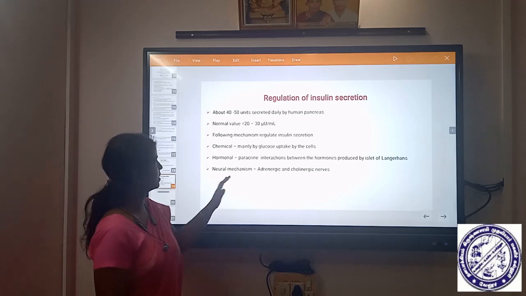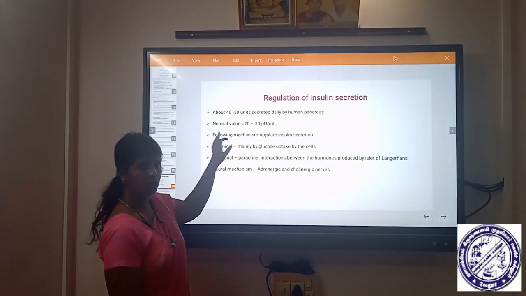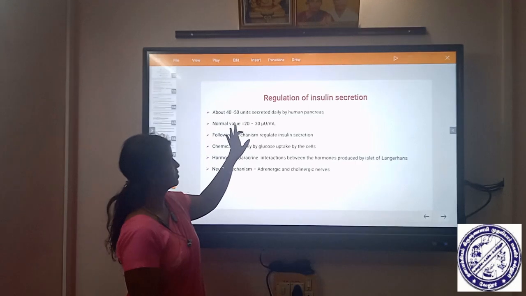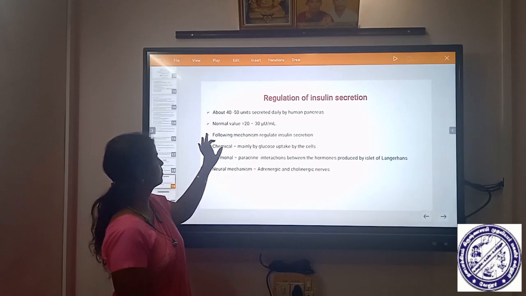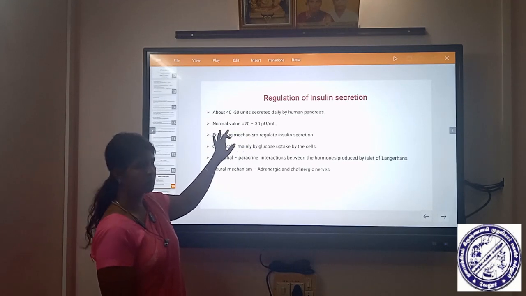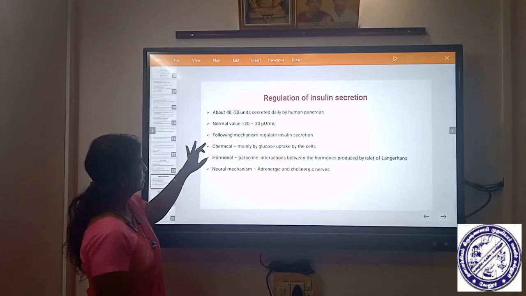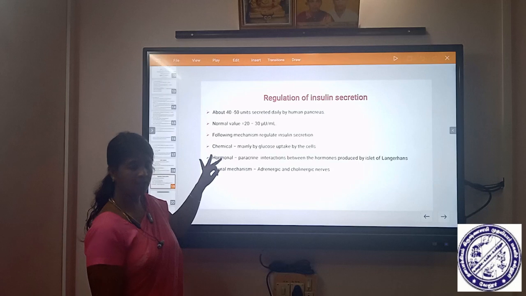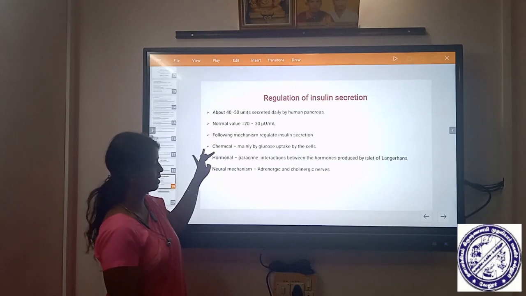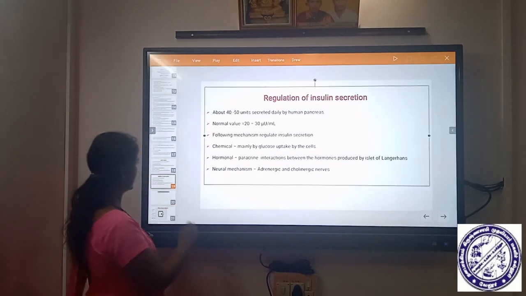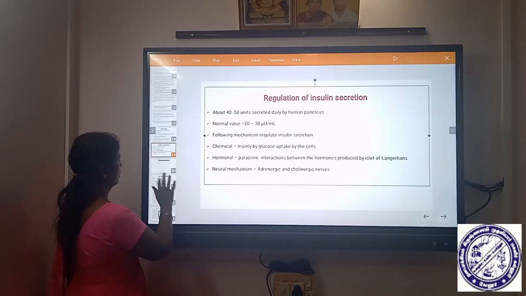Then, regulation of insulin secretion. About 40 to 50 units of insulin are secreted daily in humans and its normal value is 20 to 30 μU per ml. These are the 3 mechanisms which regulate insulin secretion: one is chemical, then hormonal, then neural mechanism.